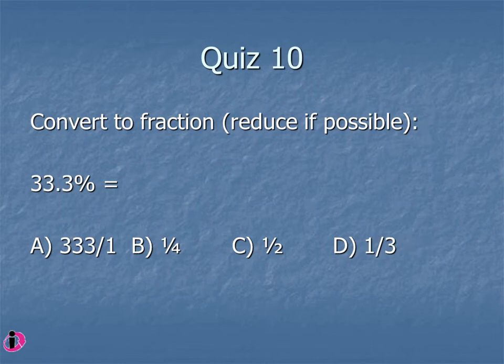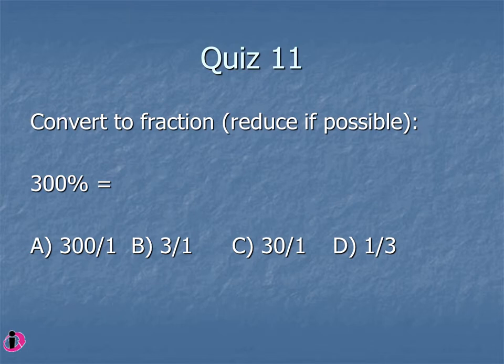Let's try another one. How about this one? Is this D? 300%. Move the decimal point 2 positions to your left, so that becomes a whole number 3. So the right answer is just 3. So you can write 3 as 3/1 because 1 is under everything, it's just a denominator. You can assume that for every whole number. So the right answer is B.